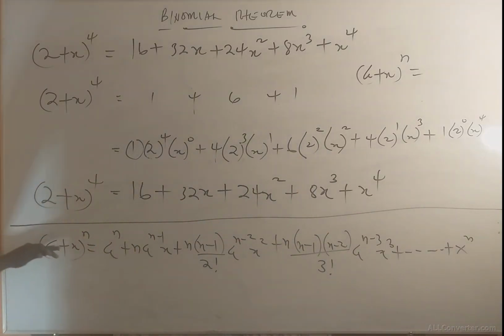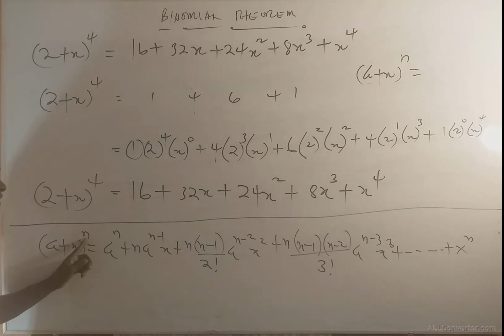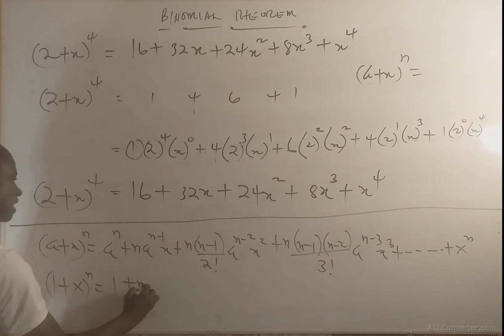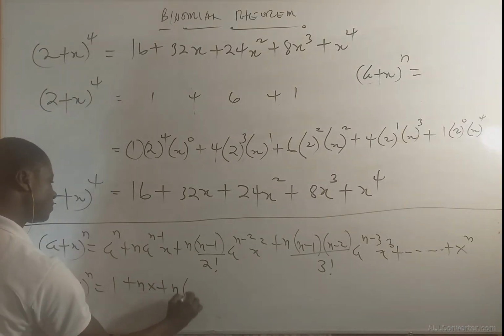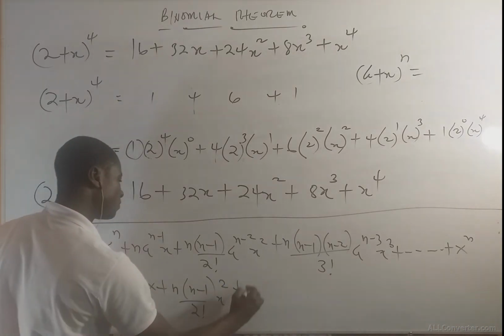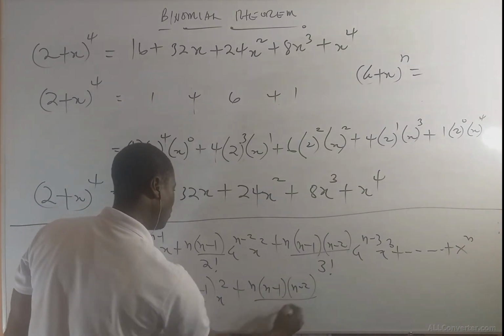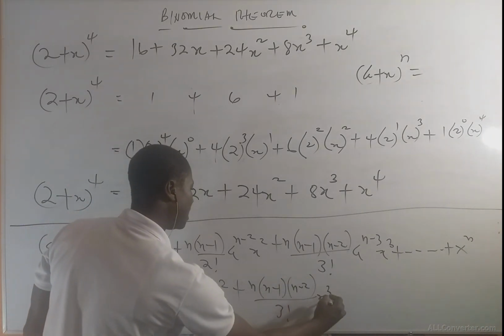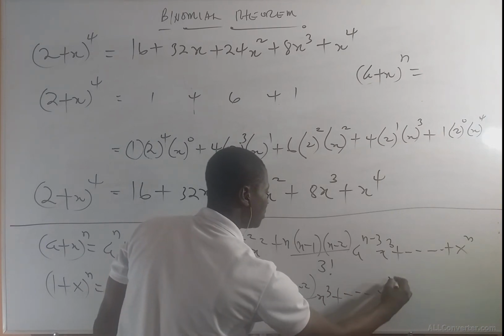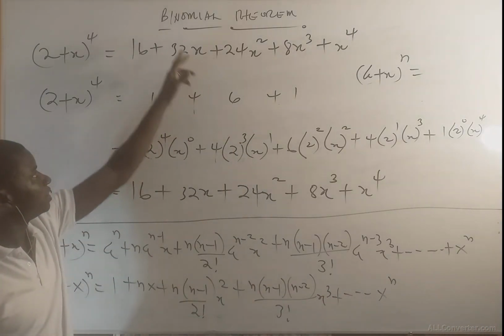You use this one when the exponent n is a positive integer. Then you also have (1 + x)^n, and this is 1 + nx + n(n-1)/2! x^2 + n(n-1)(n-2)/3! x^3, up to the term in x^n. So you take note that these are the two formulas you'll be using in the binomial theorem.